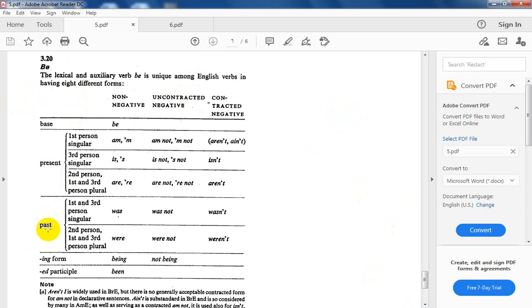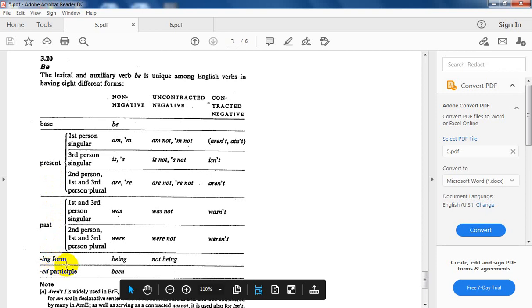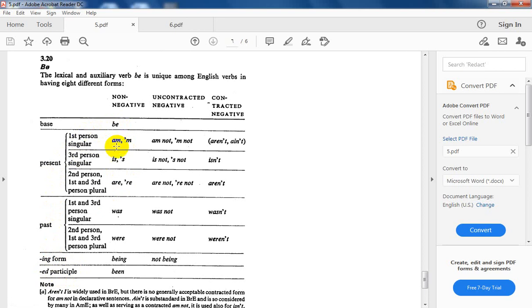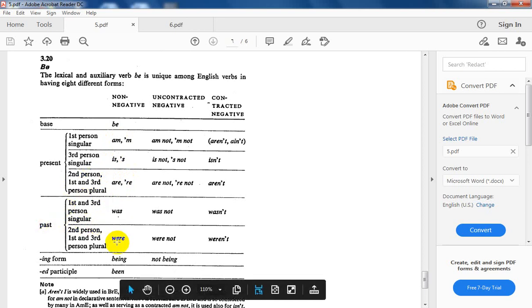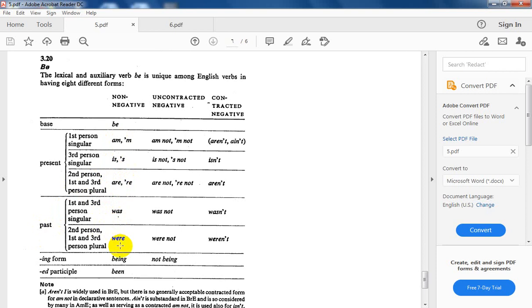You see, in present, in past, طبعا هذه بال present form and past form, and I have the ing, then I have the ed participle. In the present, I have the first person singular, say am. I have the third person singular, is. The second and first and third person plural, are. يعني is, are, am, they are within the present form. In the past, I have was and were. Was for first and third person singular, and were for the second and first and third person plural.